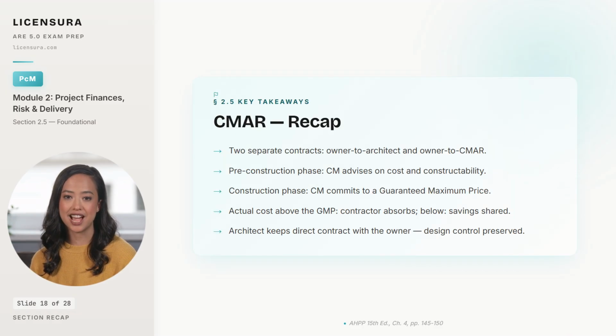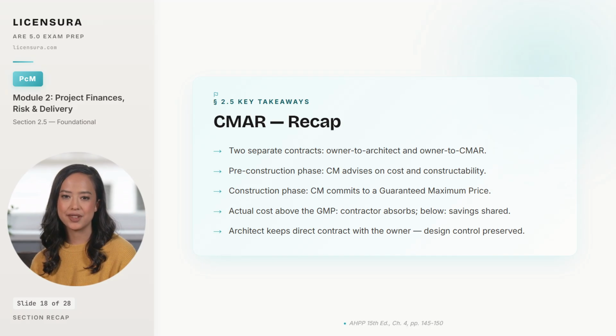5 takeaways from CMAR. First, the contract structure runs two separate lines from the owner, one to the architect, one to the construction manager, which is structurally different from design-build, where the owner has only one contract. Second, the pre-construction phase is an advisory engagement in which the CM is paid a fee to sit at the design table and contribute constructability and cost feedback while drawings are still developing. Third, the construction phase converts to a cost-plus-fee arrangement capped at the guaranteed maximum price, and that ceiling is the defining feature of the method.